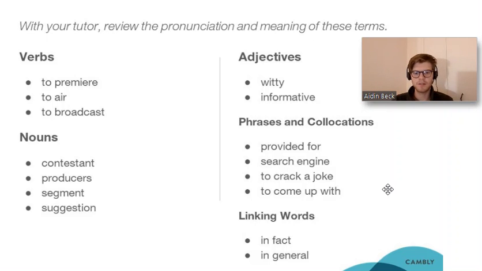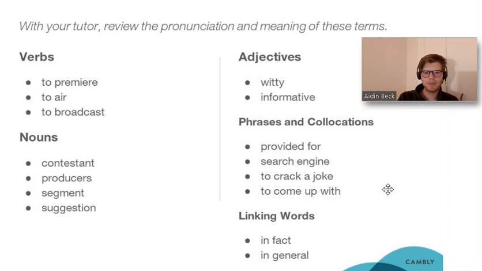Phrases and collocations is next. Provided for. The article was provided for a certain event. So, or the video was provided for a certain event. I made a video about some charity, and so the video was provided for the charity so that they could raise money. Search engine, Google. You can use a search engine to find anything.